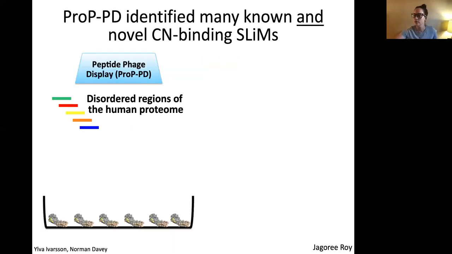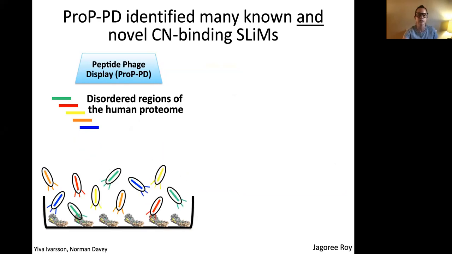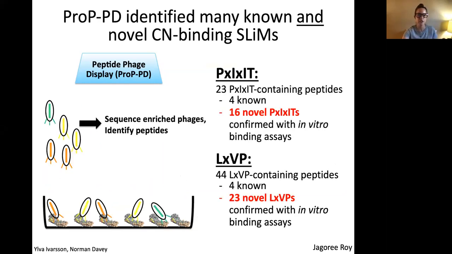All right, so the first of these approaches is proteomic peptide phage display, which utilizes a phage library containing all disordered regions of the human proteome. These phages are incubated and enriched against purified calcineurin, which we're schematizing here as being shown on the bottom of a dish. So you incubate these phages against purified calcineurin to directly select for phages that are displaying calcineurin binding SLIMs. So upon sequencing these phages, we identified dozens of PxIxITs and LXVPs, some of which were previously known, which is really good, but many that are novel.